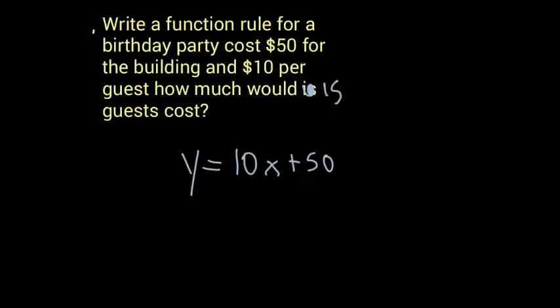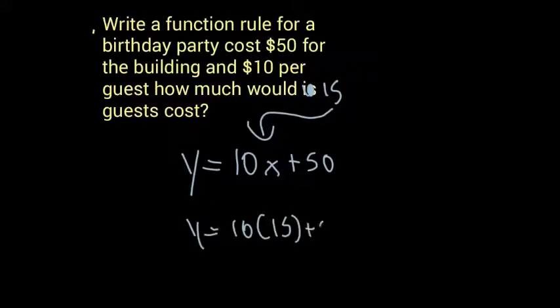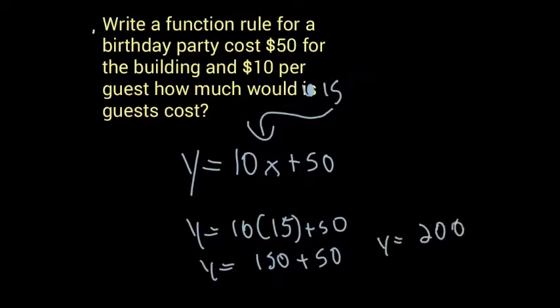Now if we want to know how much it costs for 15, we're going to put that 15 in there. So we're going to have y equals 10 times 15 plus 50. So 10 times 15 would be 150 plus 50. So y would equal $200. So for 15 people to come to the birthday party, it would cost $200.